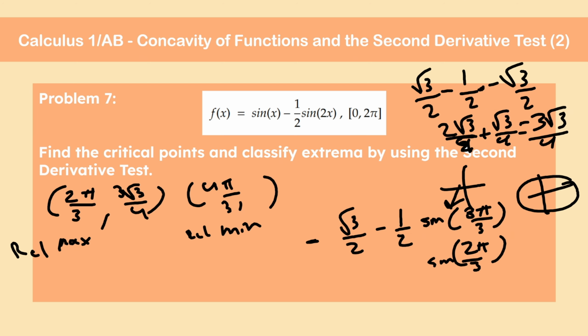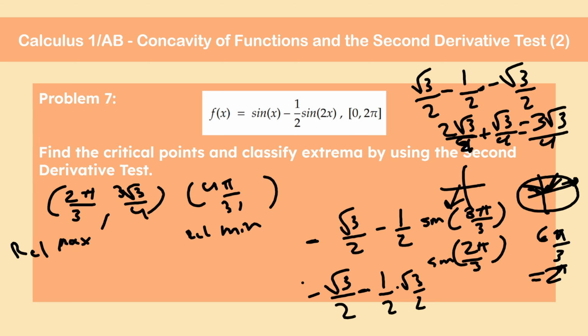You could subtract 6 pi over 3, because 6 pi over 3 is equal to 2 pi, and you would just go back to where you started. So now we have pi over 2, then pi over 2 over here. So now we have negative square root of 3 over 2 minus 1/2 multiplied by square root of 3 over 2. So we can multiply this by 2, and that's just 4. And now we have negative 2 square root of 3 over 4 minus square root of 3 over 4. And we have that this is negative 3 square root of 3 over 4.